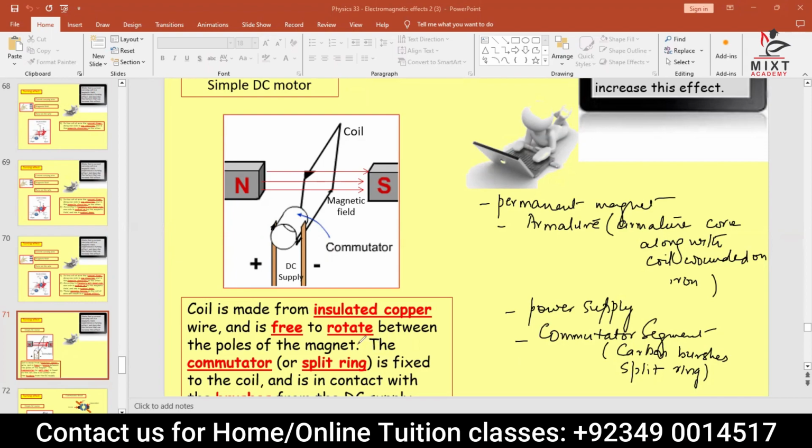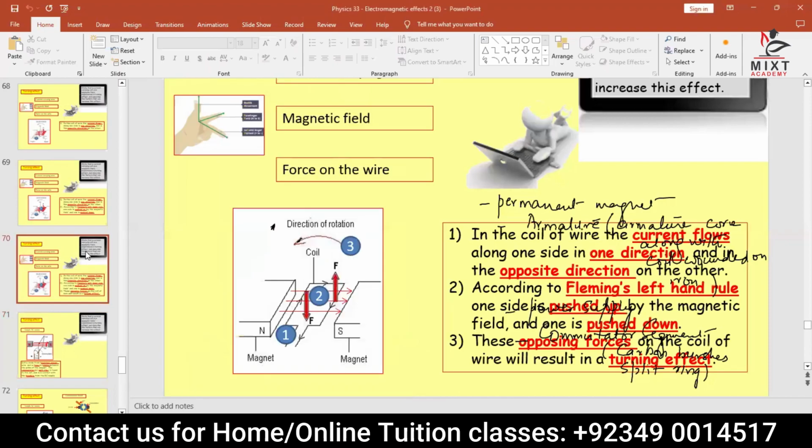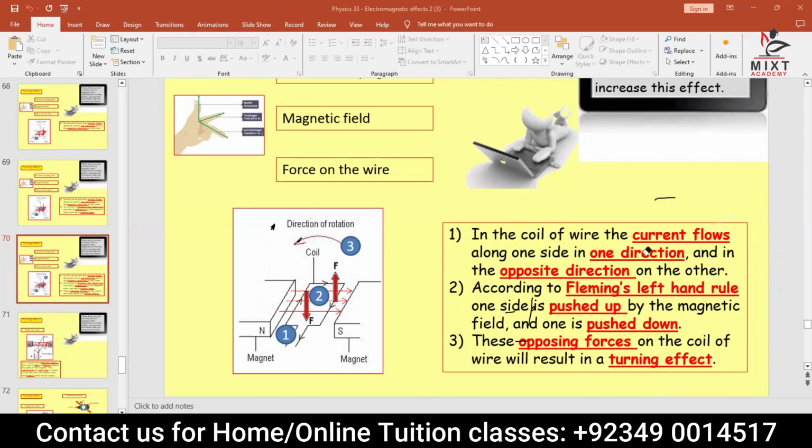Okay, if you remember what I have told you, let's come back to a diagram here, the one diagram which is easy to understand. I told you that the only difference between this diagram, which is just here, and the diagram next to that is a commutator segment. Commutator segment is a part of basically your DC motor.